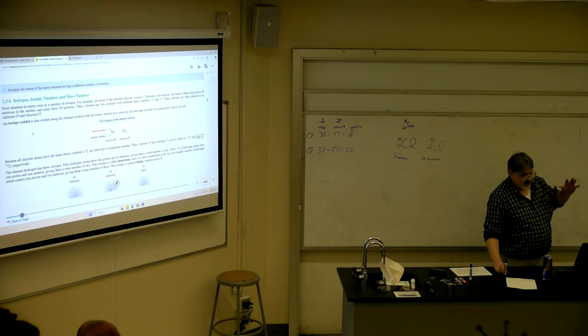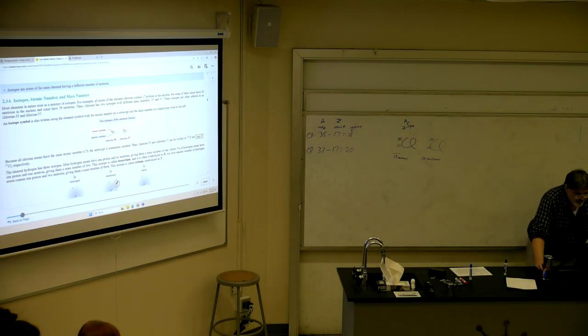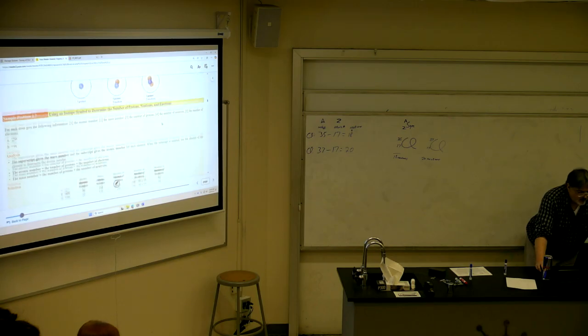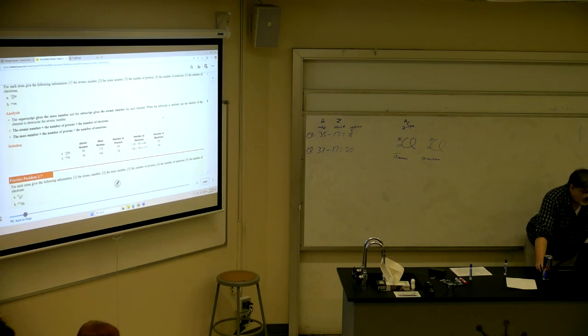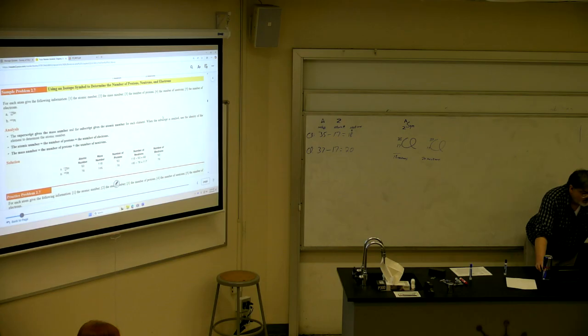But there's a simple pattern to neutral atoms. One proton in the nucleus, one electron. Two protons in the nucleus, two electrons. That's true all the way through all the atoms. The atomic number is the number of protons in the nucleus, and it's also the number of electrons in the neutral atom.